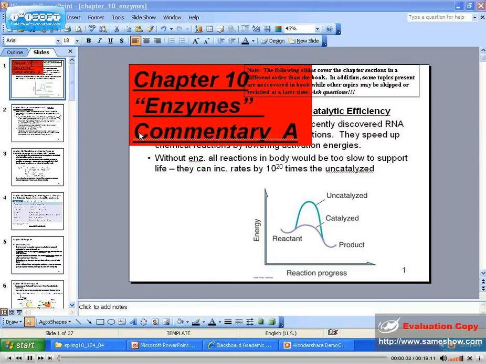This is the Chapter 10 Enzymes commentary. In this commentary, we're going to be talking about enzymes.